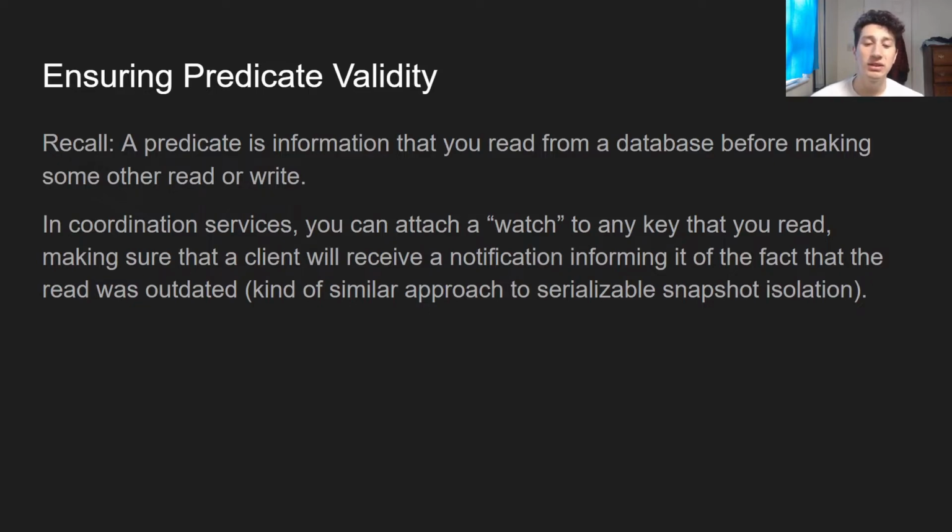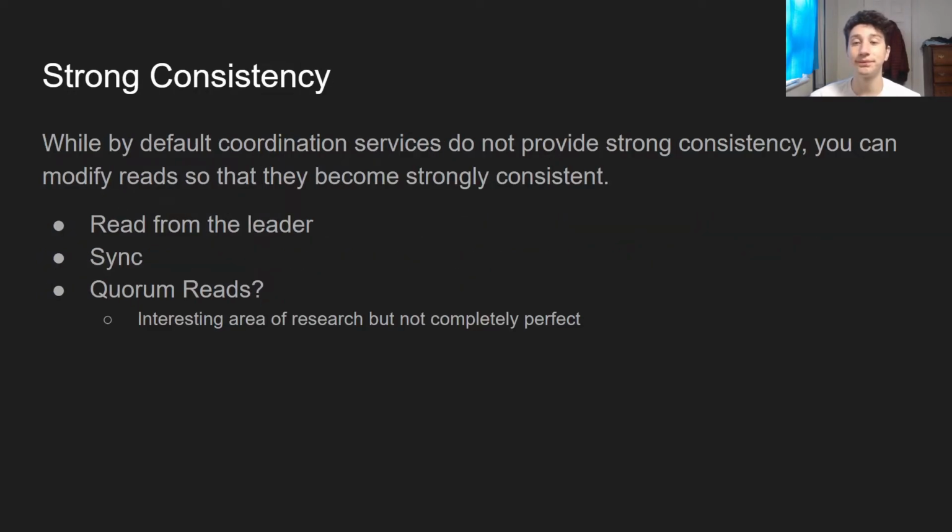And that's actually a similar approach to serializable snapshot isolation, which, if you remember, is where the database will keep track of almost the dependencies of every single read and write, and if one of those dependencies becomes outdated, it'll have to cancel the write and do it again. And that's an optimistic concurrency control type of thing.